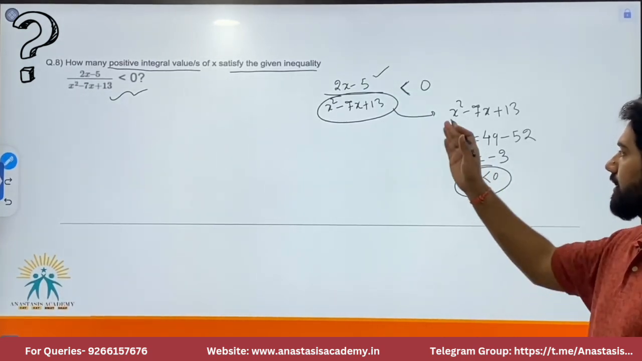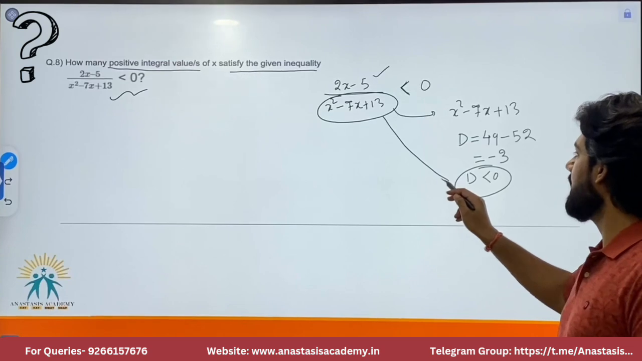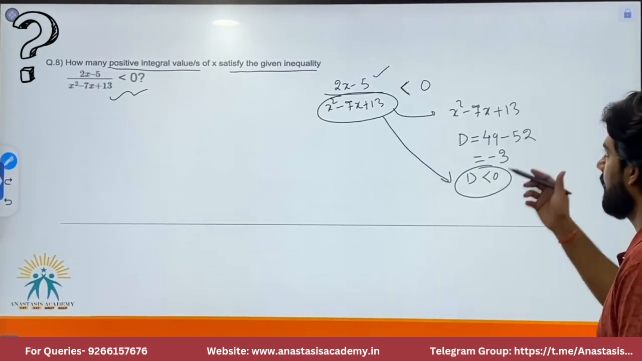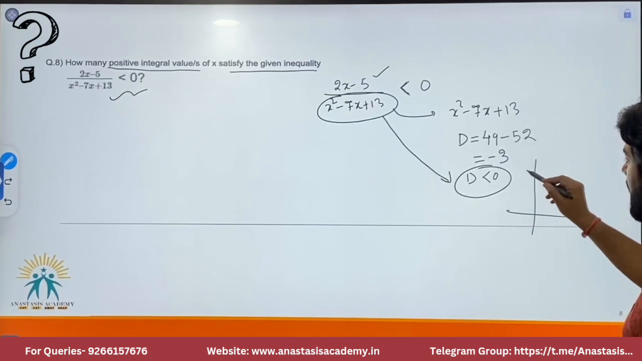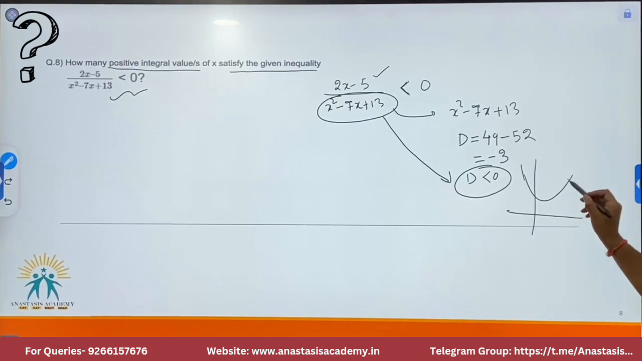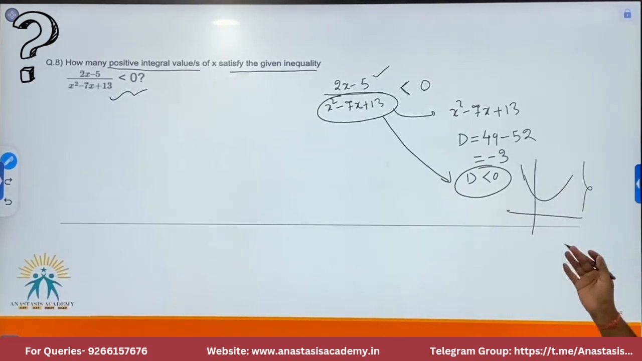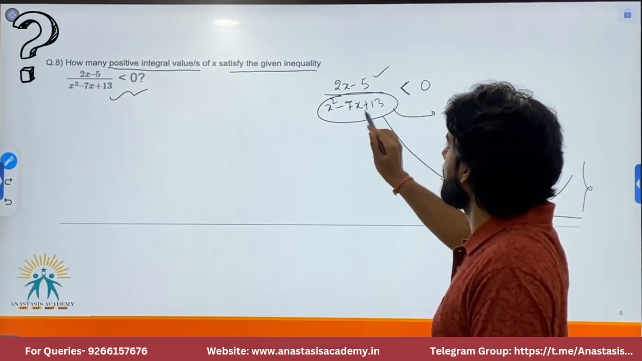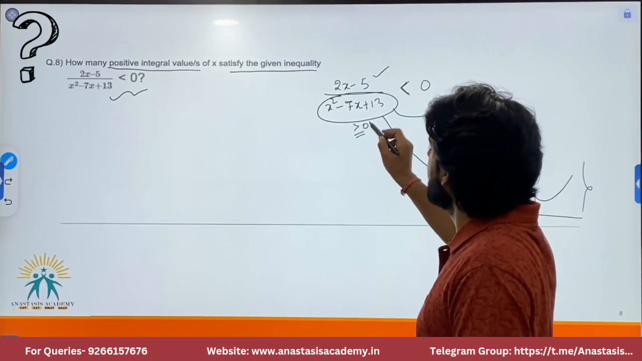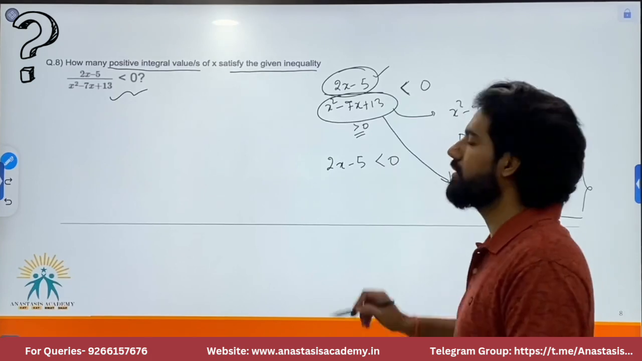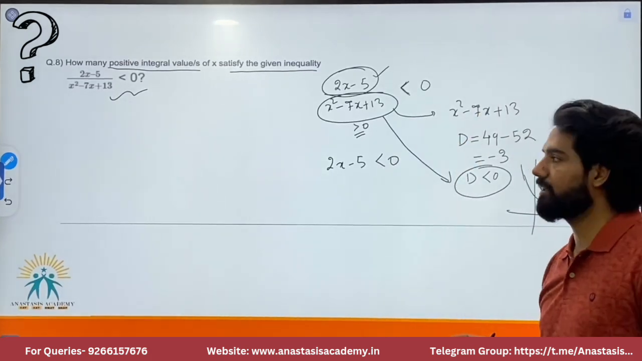And I know this quadratic equation has a negative discriminant, so it will have no real roots. It will always be positive for all values of x. This quadratic expression will be positive always. So for the whole expression to be negative, since this is always positive, the expression 2x - 5 has to be less than 0.